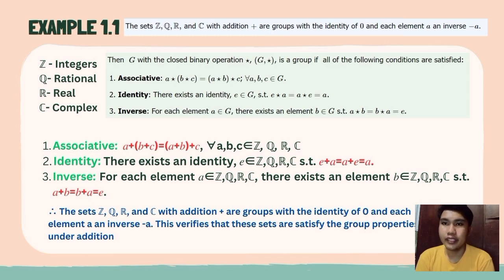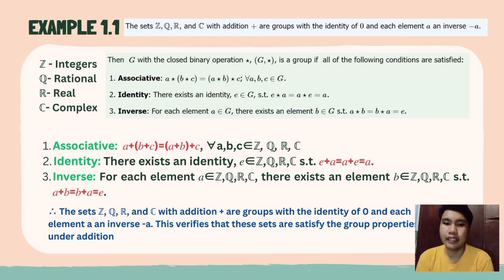We can consider this set a group if all the following conditions are satisfied. First, if it is associative. Second, if it has an identity. And third, if it has an inverse. So let's verify that these sets are groups.